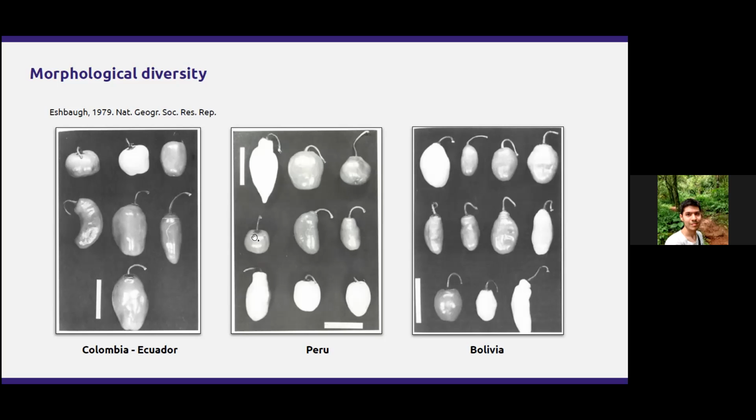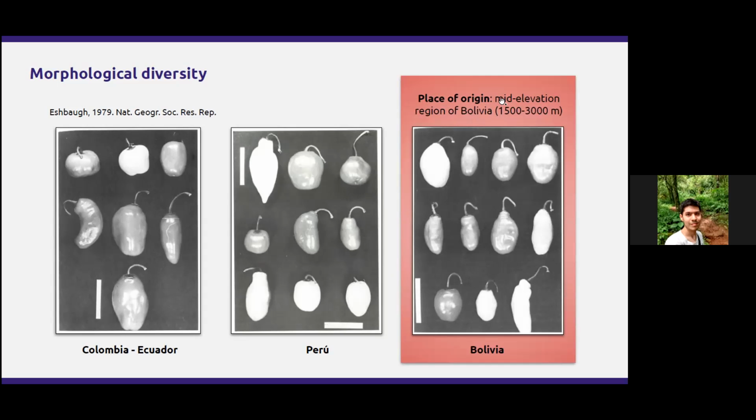Moreover, analyzing the diversity in this characteristic of the fruits, size, color, and shape, Eshbaugh observed that the greatest degree of variation occurs in Bolivia and Peru. We can see these fruits of Colombia and Ecuador are more homogeneous than the other ones, the Peru fruits and Bolivia fruits. And the analysis of the fruit size indicates that statistically smaller fruits are found and produced in Bolivia. So he hypothesized a place of origin in a mid-elevation region in Bolivia. The smallest fruits were associated with a less domesticated form of pubescens and would be in Bolivian territory.